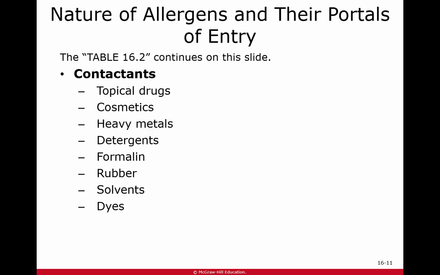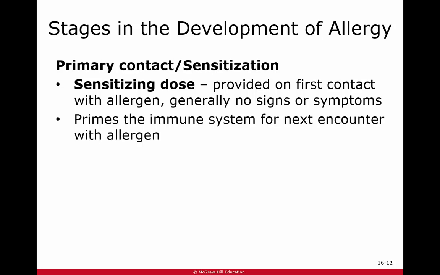And then the last category are contactants. So these are basically things that you come in contact with on the surface of your skin that can trigger an allergic reaction. So we look at topical drugs like creams, cosmetics, makeups, things like that. Heavy metals, detergent. There are some people who have to be really careful in what they wash their clothes in because it can trigger an allergic reaction. Formalin, rubber, solvents, and then even certain dyes can trigger those as well. So make sure that you know which portal of entry these allergens fall under, because these are some of the common things that you need to be aware of that can trigger allergic responses.